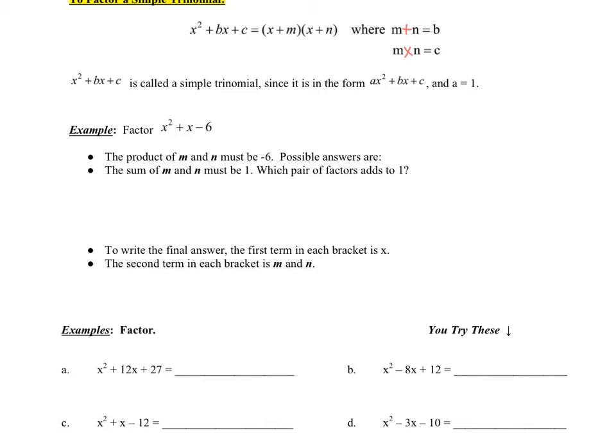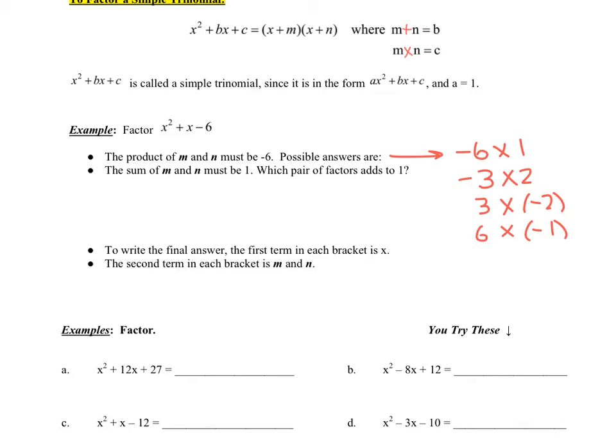What are some possible answers that give us a product of negative 6? Well, I can have negative 6 times 1, negative 3 times 2, or I can have positive 3 times negative 2, or I can have positive 6 times negative 1. Now those are my options.